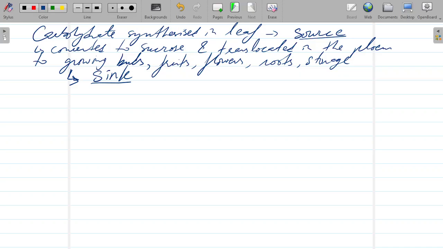And finally, they mentioned that there are insects that feed on the phloem sap because it contains sucrose and amino acids, so that's a source of nutrition for them. They have mouth parts like needles that can pierce through and get directly to the phloem to get that nutritious phloem sap. And that brings us to the end of this chapter.